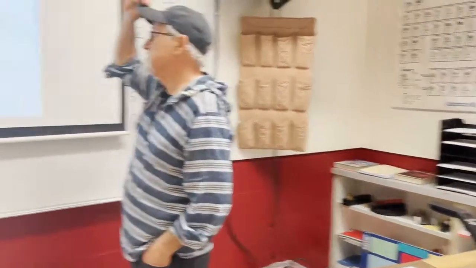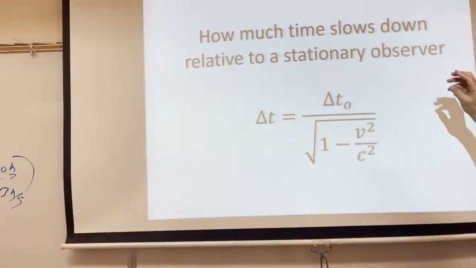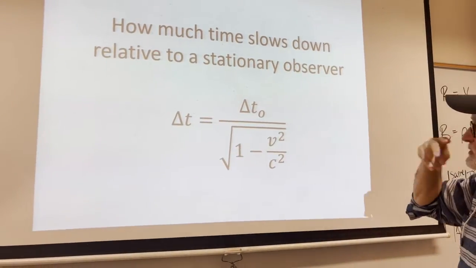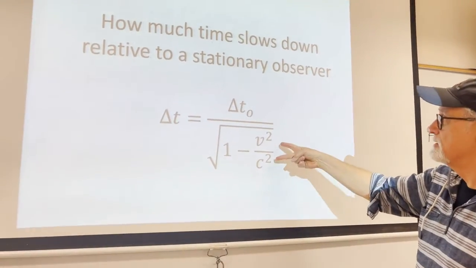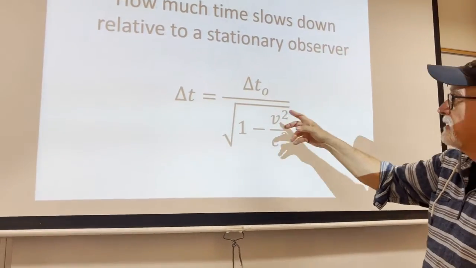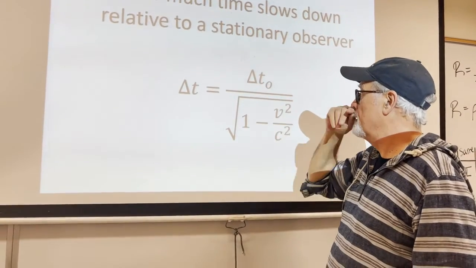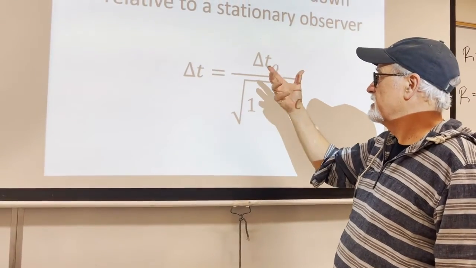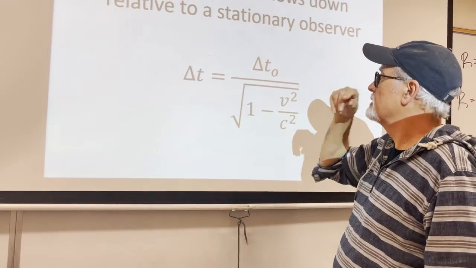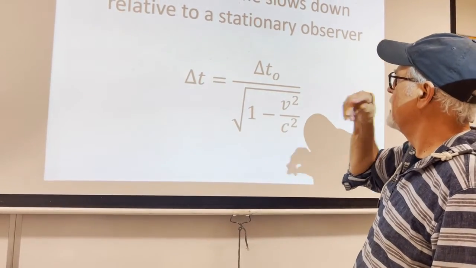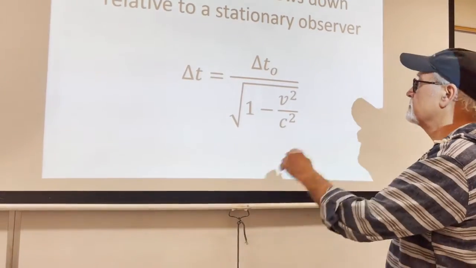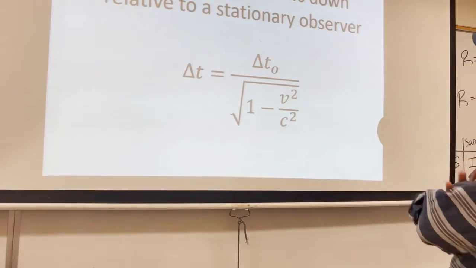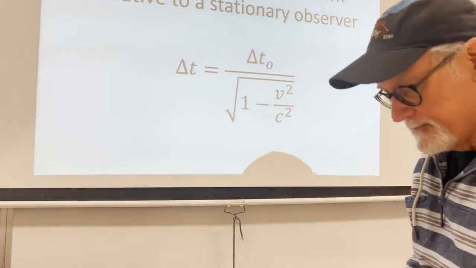All right, now check this out. How much time slows down relative to a stationary viewer? Look at this, it's the same equation. Here's the time that you're carrying with you, and this is how much it changes, or the time of the observer, like the person walking fast and the person not walking.